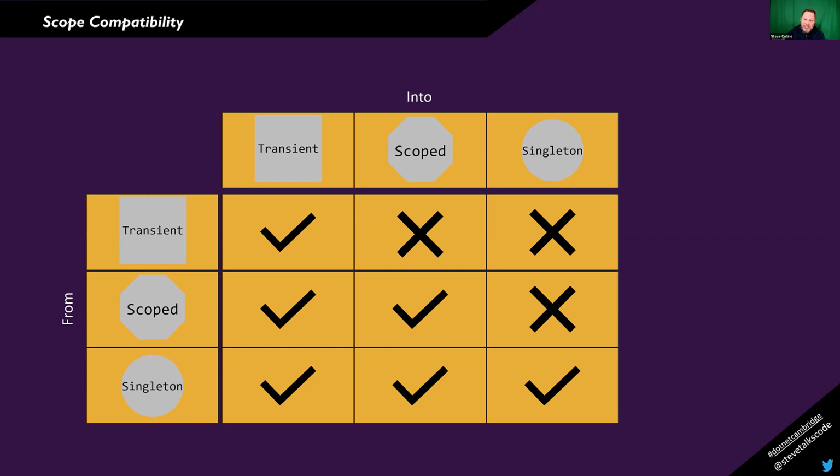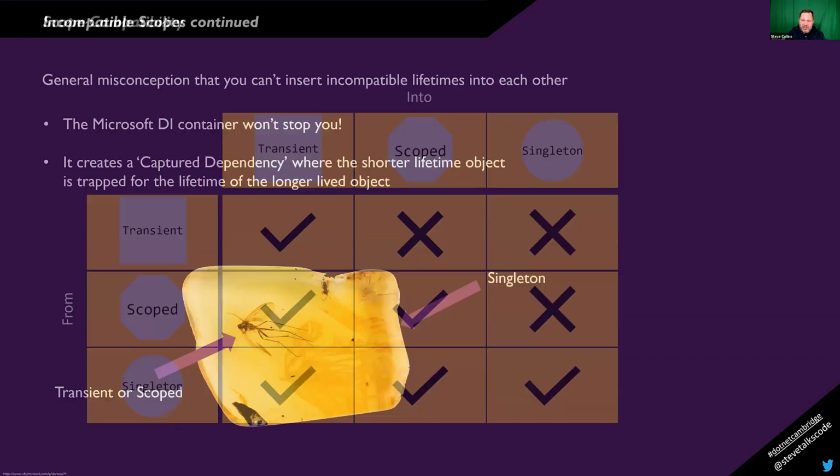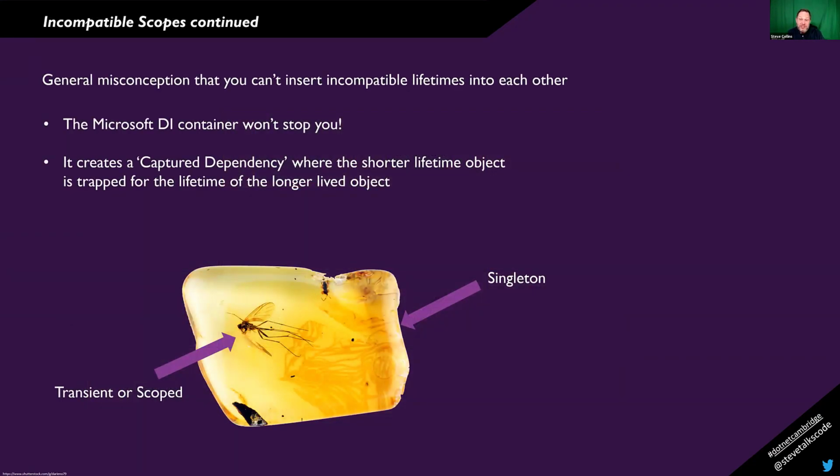Lastly, we have singletons, and again, you shouldn't inject transients or scopes into those. Now, I'll try to choose my words carefully when describing these. I'm not saying you mustn't, I'm just saying you shouldn't, because there's a general misconception that it's not actually possible to inject incompatible lifetimes into each other, but that's not strictly true. I can't speak for the other containers, but the Microsoft container won't actually stop you. If you have a singleton and its constructor requires an instance of something that's been registered with a shorter lifetime, the container will happily give you that instance.